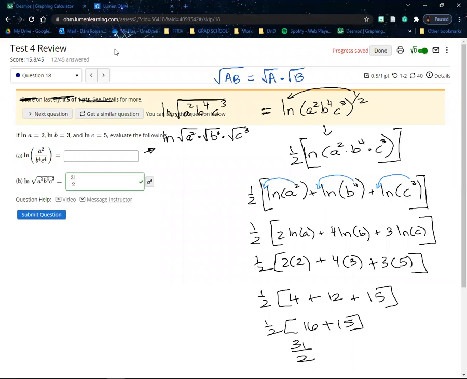Okay. Any questions on this one? And again, it is just a matter of, you know how to set it up, you know the properties to use, and you use them.